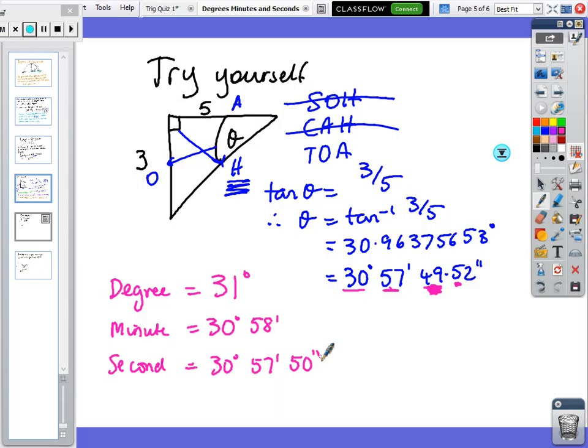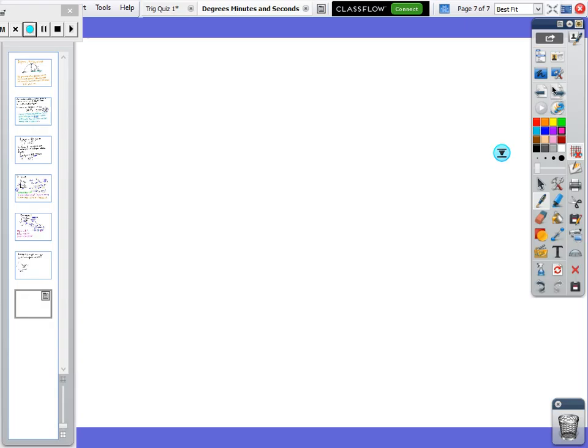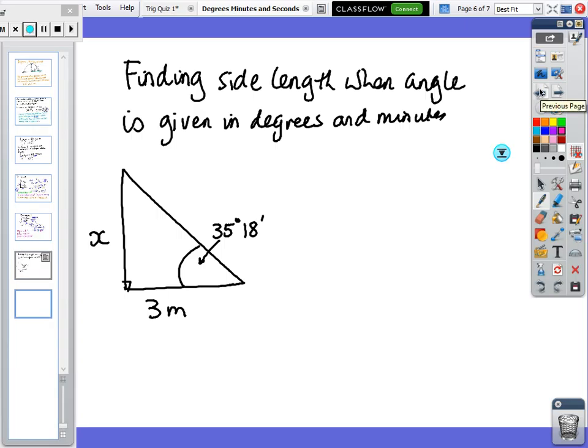Okay, and I think that might be it. No, there might be one more. Okay, so the last thing is, we found an angle. Now we have to find a side when the angle is given as not a whole number. So we'll just do this one together. So that's the hypotenuse. That's the opposite, so the last side's the adjacent.